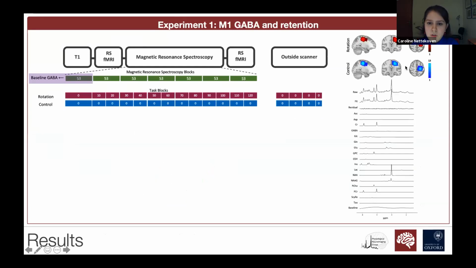Then I'm showing you the voxel placement here. So across sessions and across participants, we got quite consistent placement of the voxel. And I'm also showing you the raw spectra that we're getting and the fit of the spectra. So we quantify GABA by fitting a linear combination of the spectral contributions that we expect to be there in the MRS voxel. And from this procedure, we obtain our GABA measure.